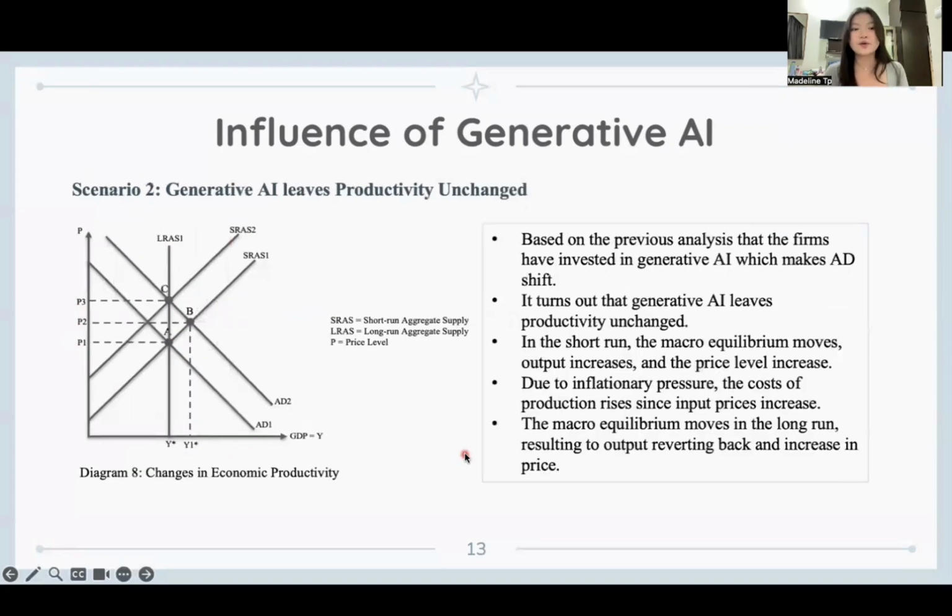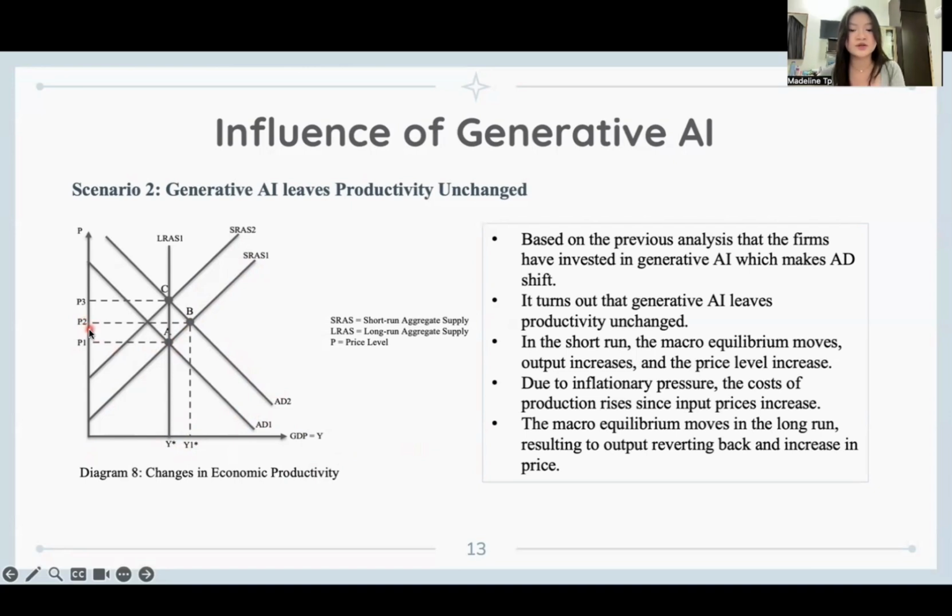Now for the second scenario, I'll be talking about how generative AI leaves productivity unchanged. So based on the previous analysis that the firms have invested in generative AI, AD1 shifts to AD2 over here. It turns out that generative AI leaves productivity unchanged, and SRAS1 will remain unchanged for now. So in the short run, the macroequilibrium moves from point A over here to point B, where the output increases from Y star to Y1 star, and the price increases from P1 to P2.